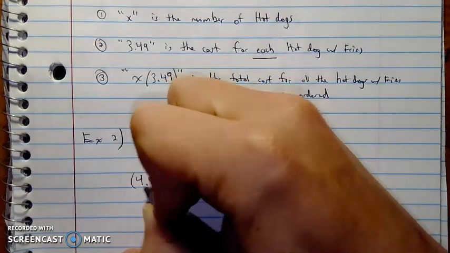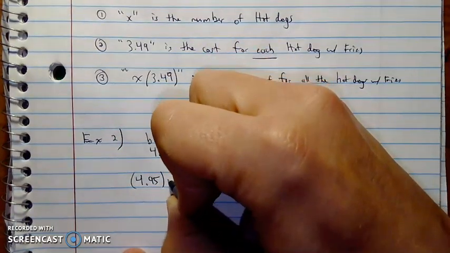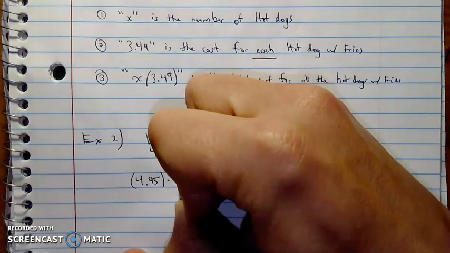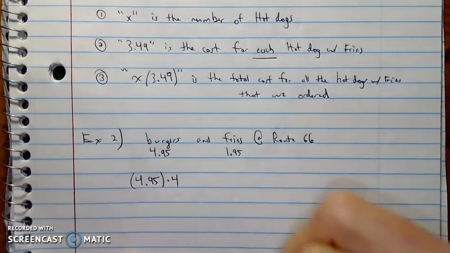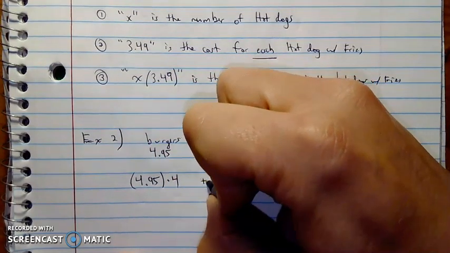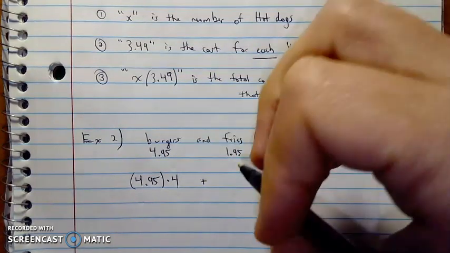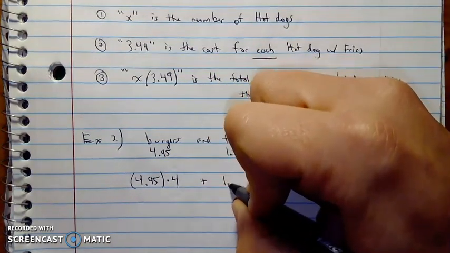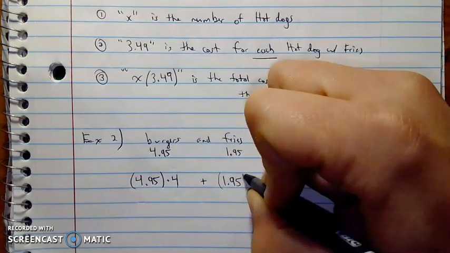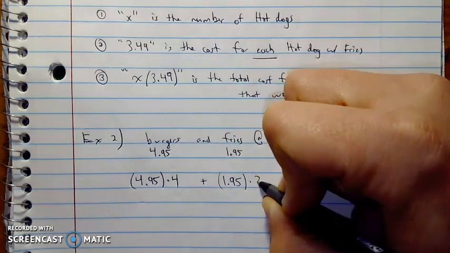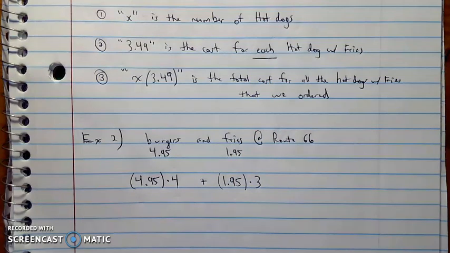So $4.95 for a burger, we're going to multiply that times 4 people, plus we also want to get some fries, so let's take $1.95 and we're going to multiply that. We're going to share the fries a little bit, so we're only going to get 3 sides of fries.